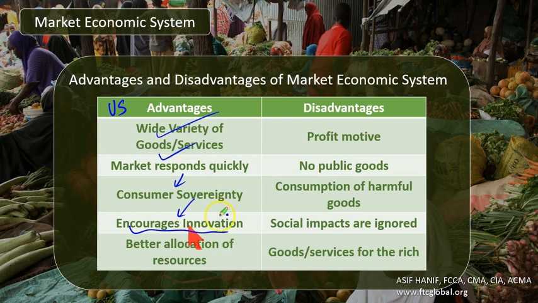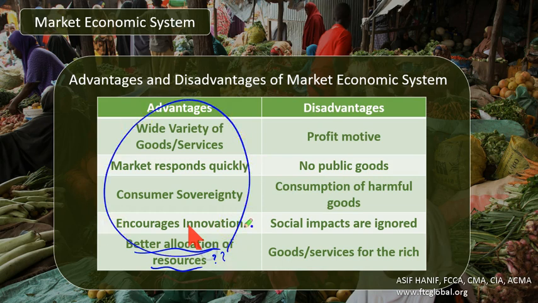So it encourages innovation. And it is argued, of course there are certain counter arguments as well, that the market economic system results in better allocation of resources. It's a questionable, debatable point we will discuss later on in our studies. So these are the advantages of market economic system. So what are the disadvantages? The disadvantage of the market economic system is that decisions are made on profit motive.